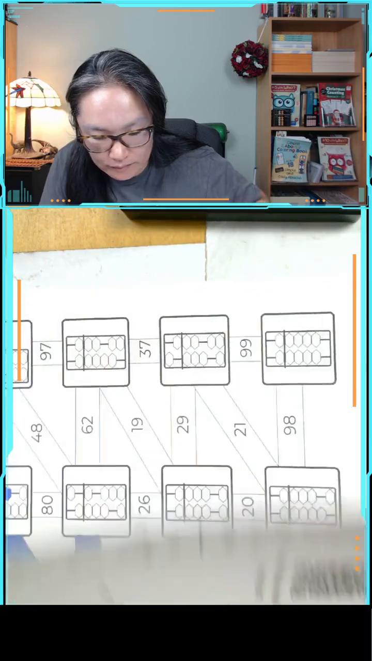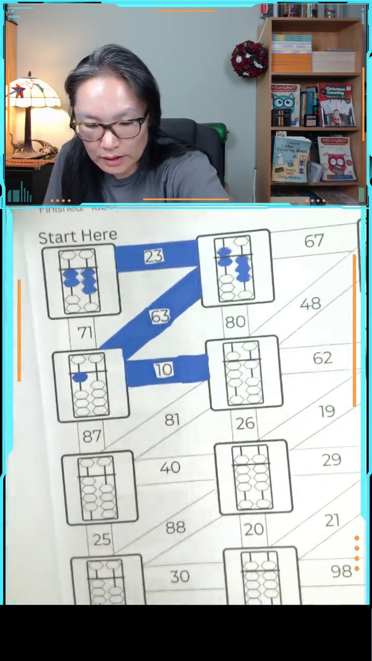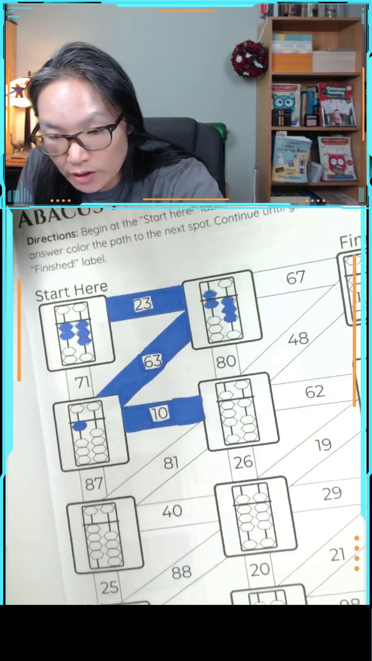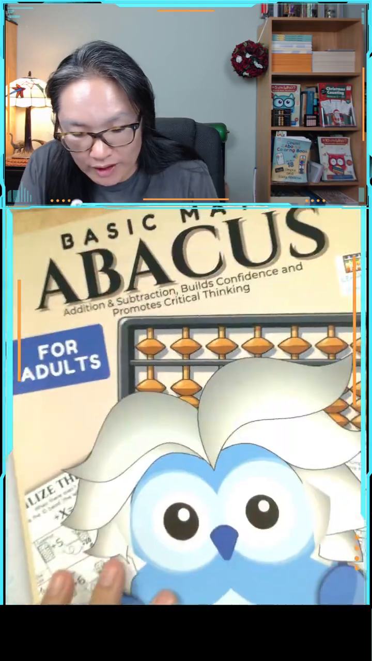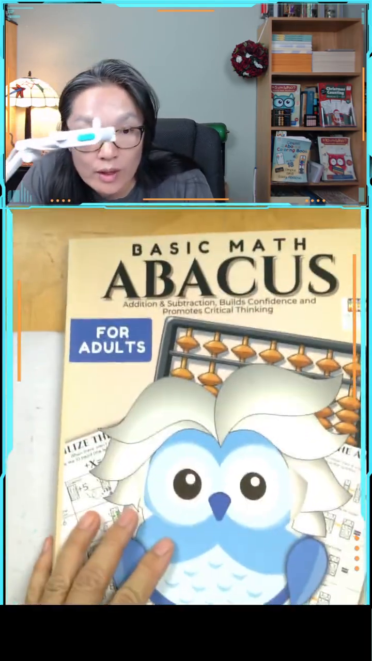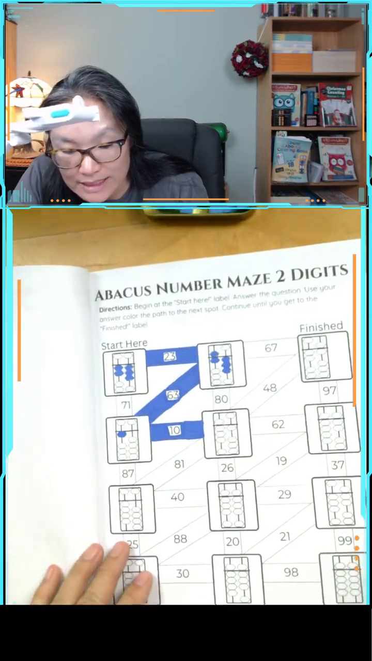So we're going to do a little walkthrough of the Introduction to Abacus for Adults, and I will start going into the concepts. But for right now, let's just do a review to show you what is inside this book.